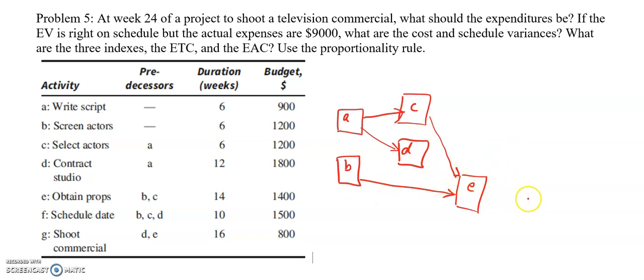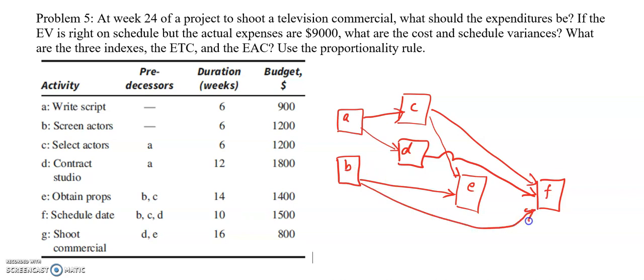Activity F is B, C and D. And then activity G is D and E. So G and F are terminal activities.